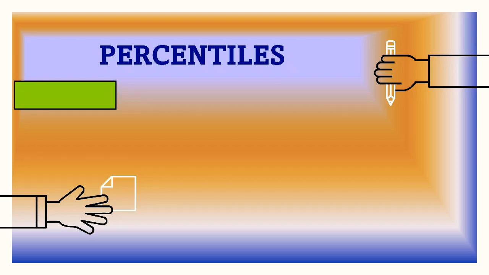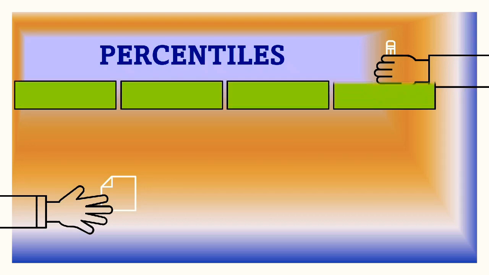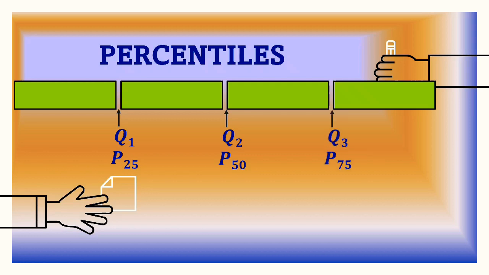By looking at the illustration, we can say that 25% of the data has a value less than or equal to P sub 25, 50% of the data has a value less than or equal to P sub 50, and 75% of the data has a value less than or equal to P sub 75, until you reach 99% of the data has a value less than or equal to P sub 99.